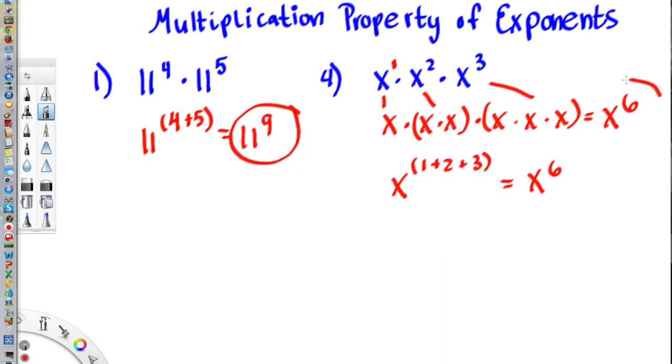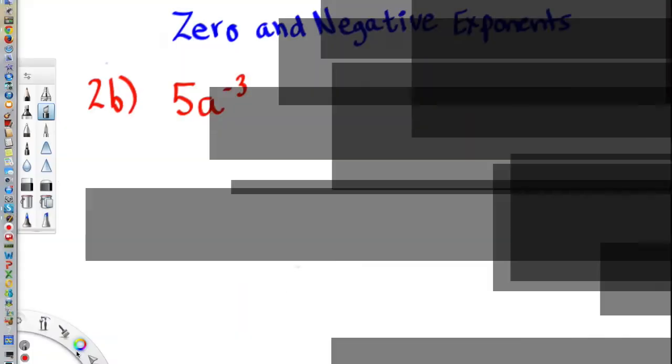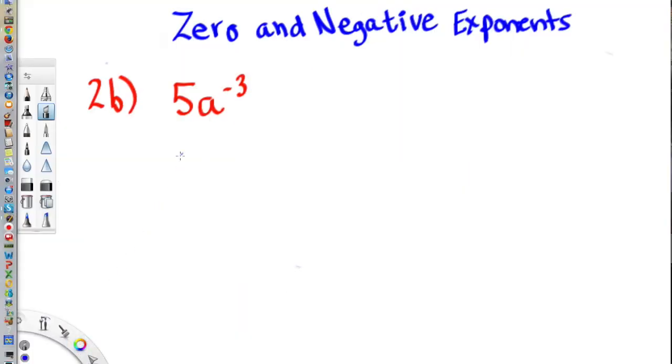Okay, and then here's our answers for this over there. Now let's look at 2b. In 2b I have 5 times a to the negative 3rd power. Well, I know that 5 will stay 5, but a to the negative 3rd power, once again, is repeated division. So it's really 1 divided by a to the 3rd power.